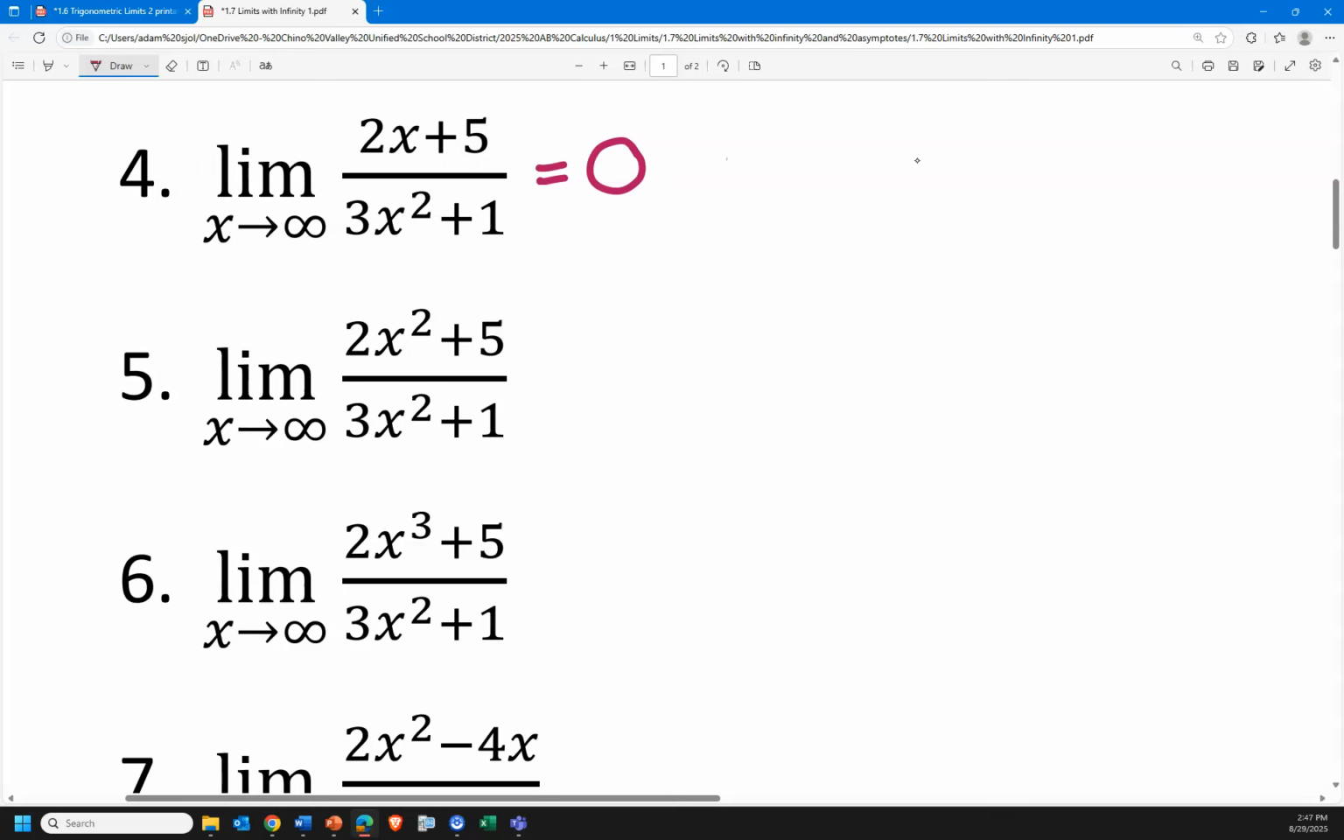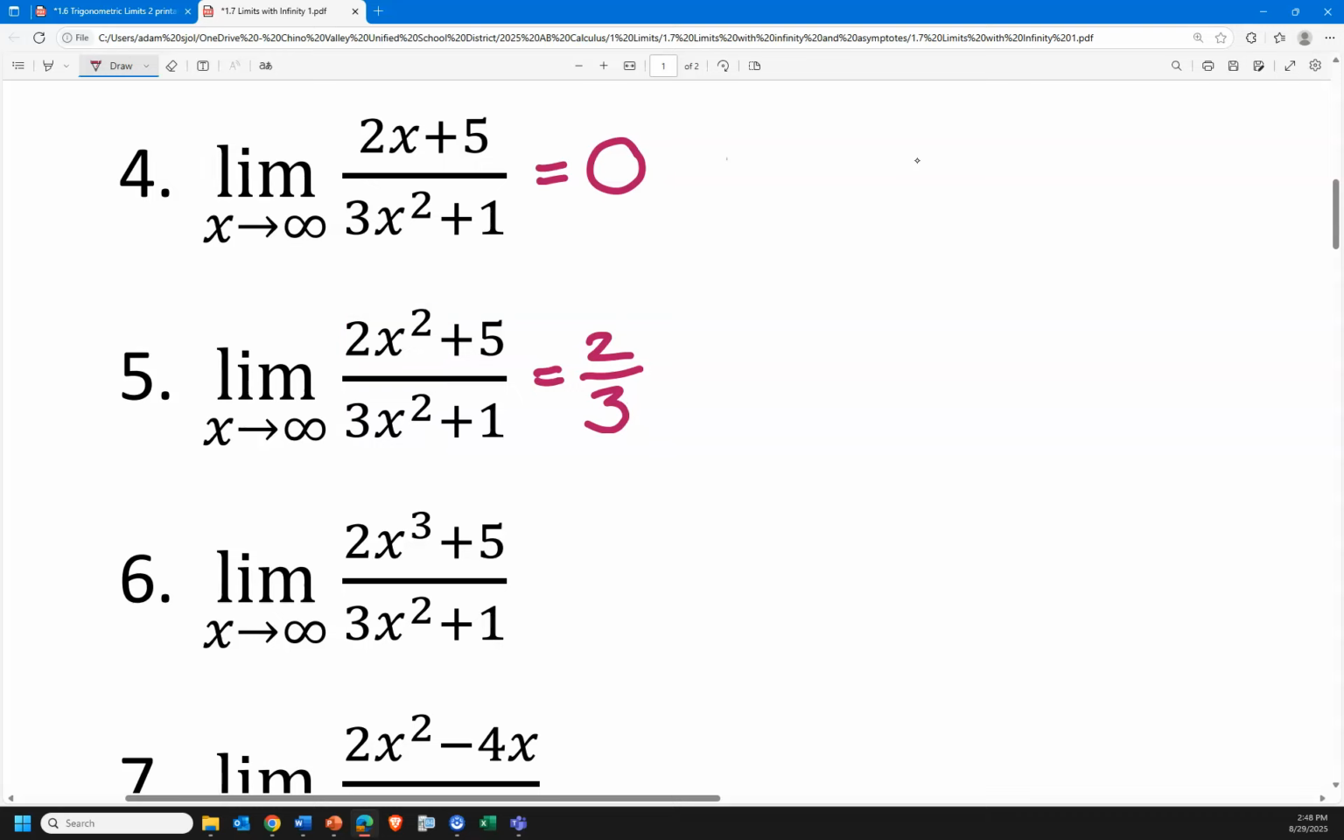So we're thinking 2 times a million squared over 3 times a million squared is about 2/3. 2 times about a billion squared over 3 times about a billion squared is about 2/3. 2 times a trillion squared over 3 times a trillion squared is about 2/3.